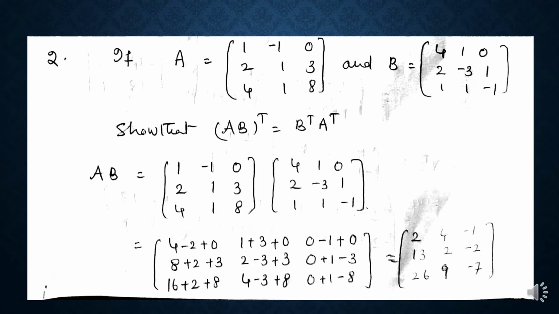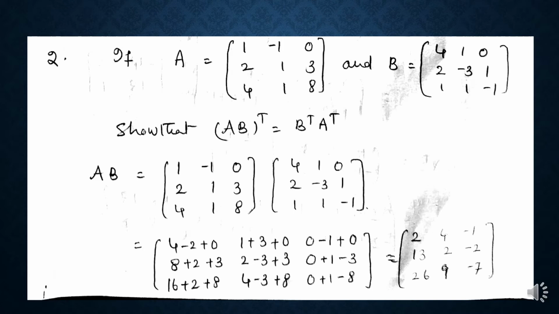So that is 2, 13, minus 1, then 4, 2, minus 2, then 16 plus 2 plus 8, which is 26, 4 minus 3 plus 8 is 9, and 0 plus 1 minus 8 is minus 7. This is AB.